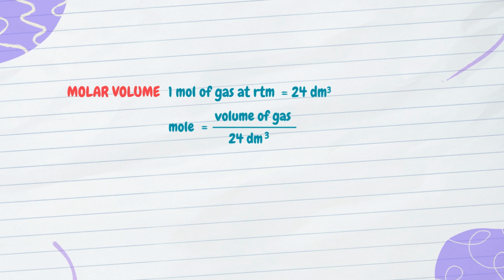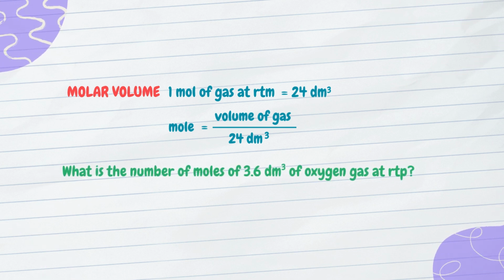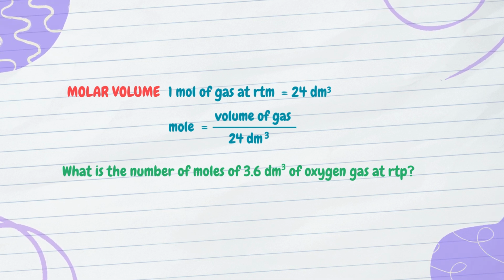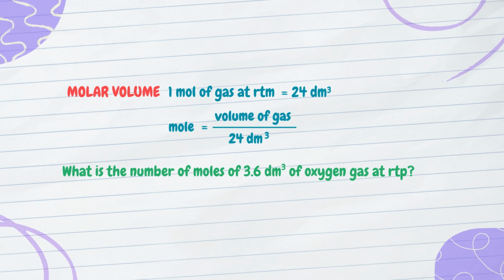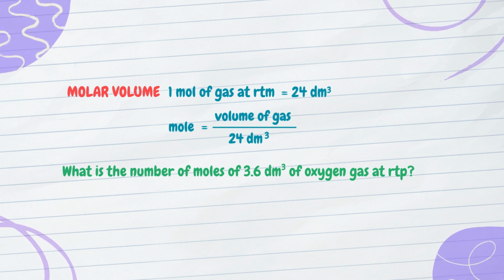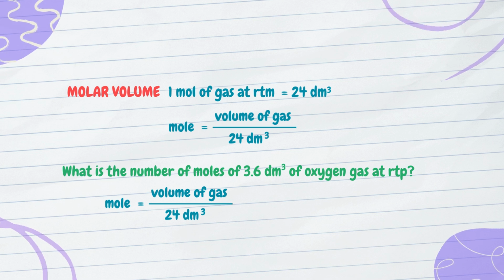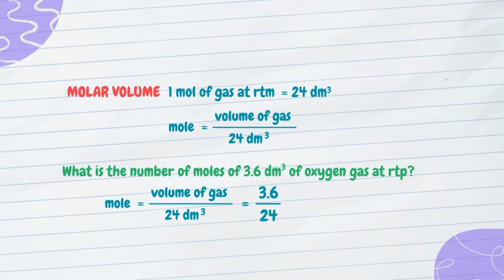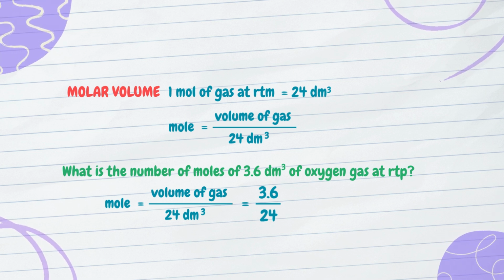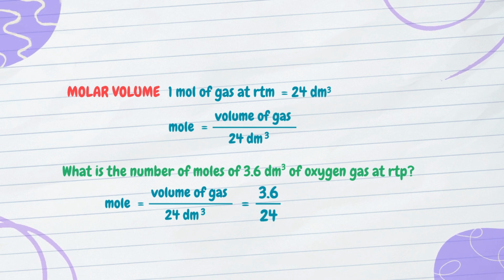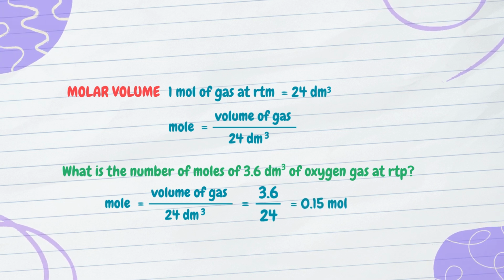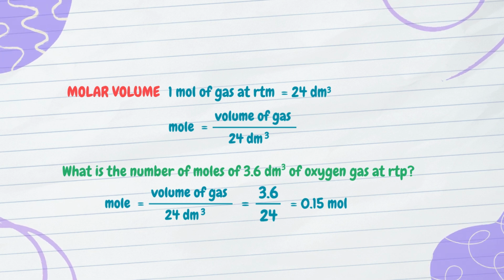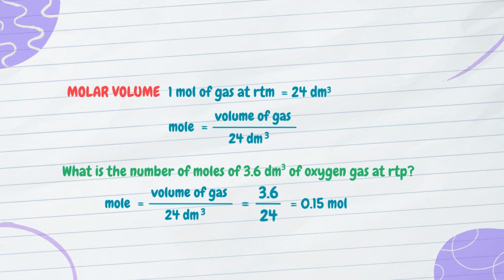Ready for a challenge? The first example. What is the number of moles of 3.6 decimeter cubed of oxygen gas at room temperature and pressure? Pause the video for a moment, try to work it out yourself, and come back for the answer. The formula for the mole of gas is volume of gas over 24 decimeter cubed. The volume of oxygen given is 3.6 decimeter cubed over 24 decimeter cubed. 3.6 over 24 gives 0.15 moles. So the number of moles of 3.6 decimeter cubed of oxygen gas at room temperature and pressure is 0.15 moles.